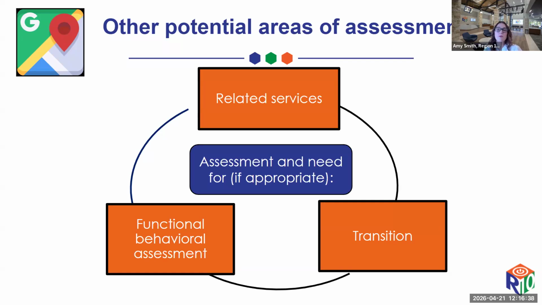Another area of assessment that may be included as a part of an FIE is a functional behavior assessment, or an FBA. When a student demonstrates behaviors that are interfering with learning and is not responsive to positive behavioral reinforcement, they may require a behavior intervention plan. This is the first step, conducting the FBA, so that we know what needs to go into that plan.